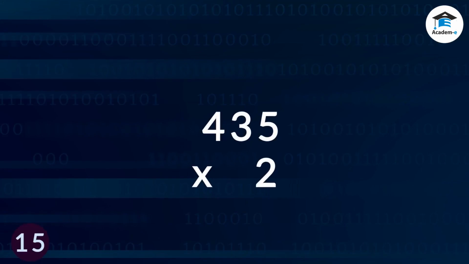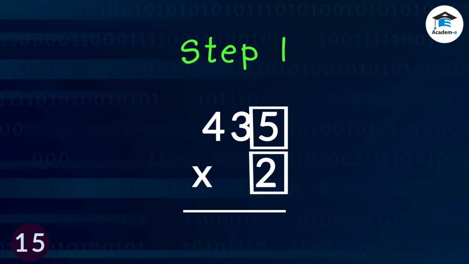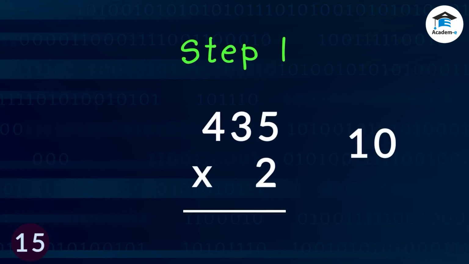Here's the first example in multiplying 3-digit numbers with regrouping. Let's find the product of 435 and 2. Step 1. Multiply the ones by 2. 5 times 2 is equal to 10, which is a 2-digit number. 10 has 0 in the ones place and 1 in the tens place. Put 0 under the ones column and then put 1 at the top of the 3 in the tens column.